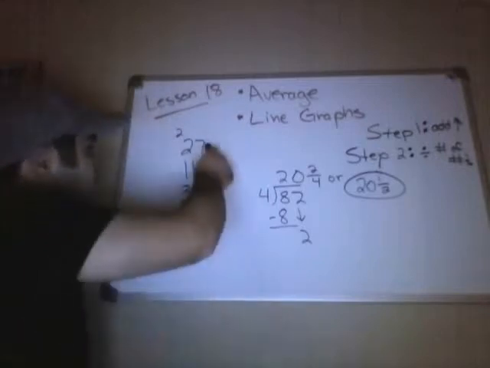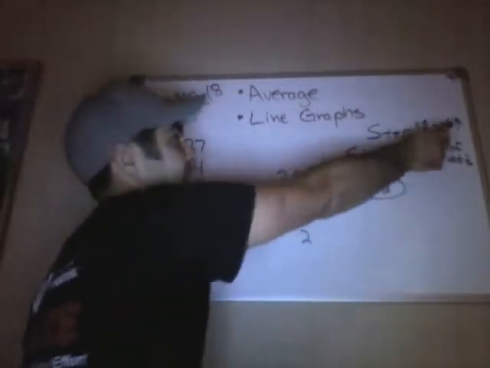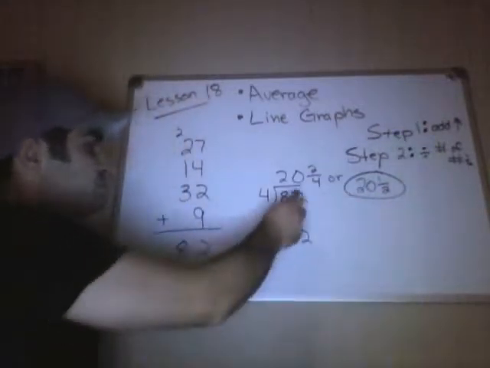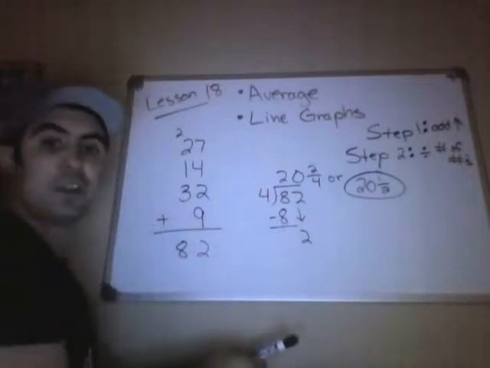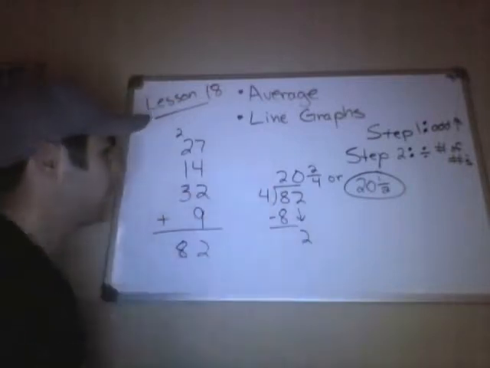Alrighty, if you add these numbers up, 27, 14, 32, 9, you're going to get 82. That's your first step, so add up. The next step is divide by number of numbers. So we're going to take 82 right there, and we're going to divide it by 4. Where did I get the 4? 1, 2, 3, 4 numbers.